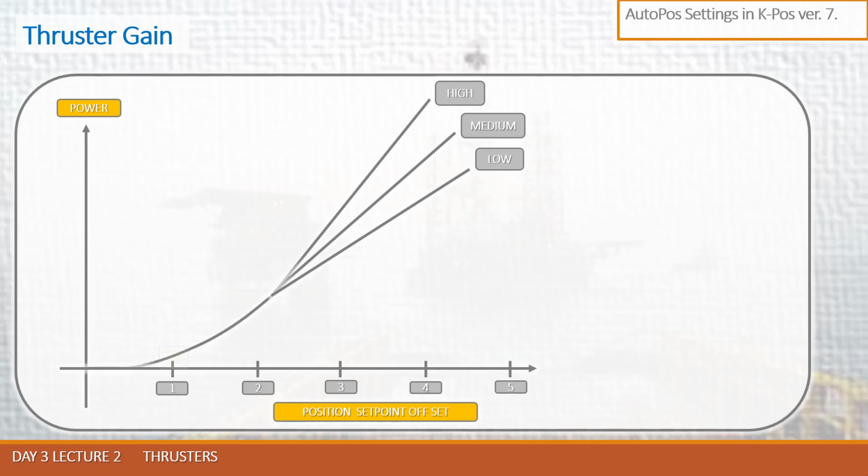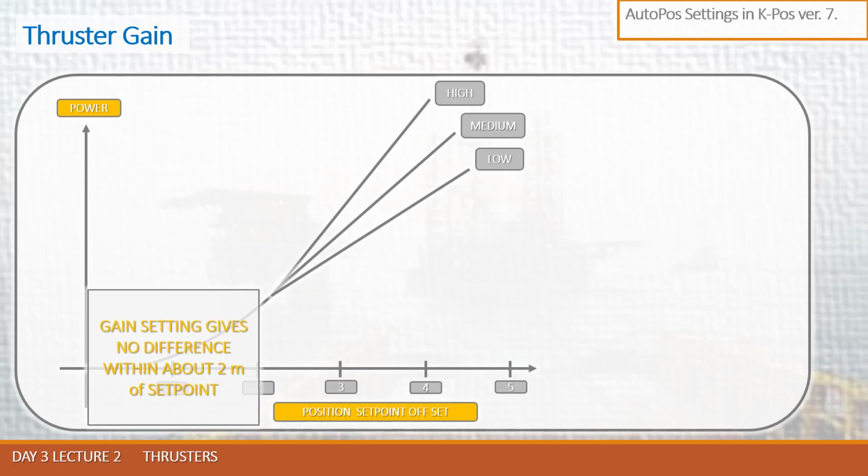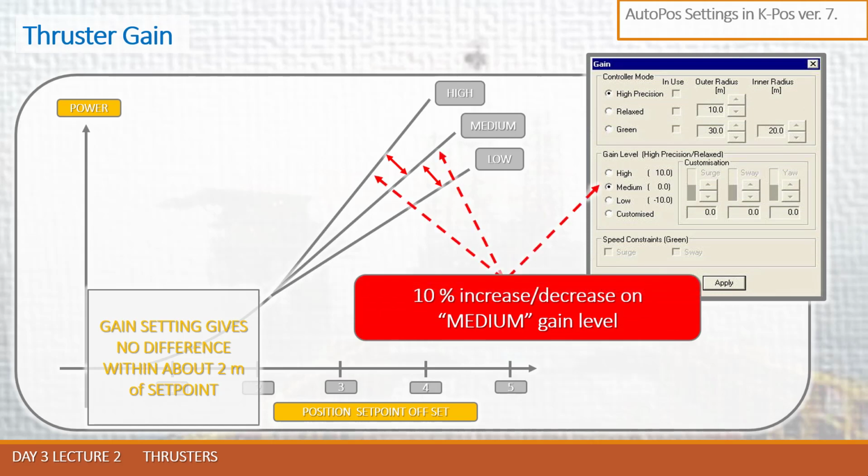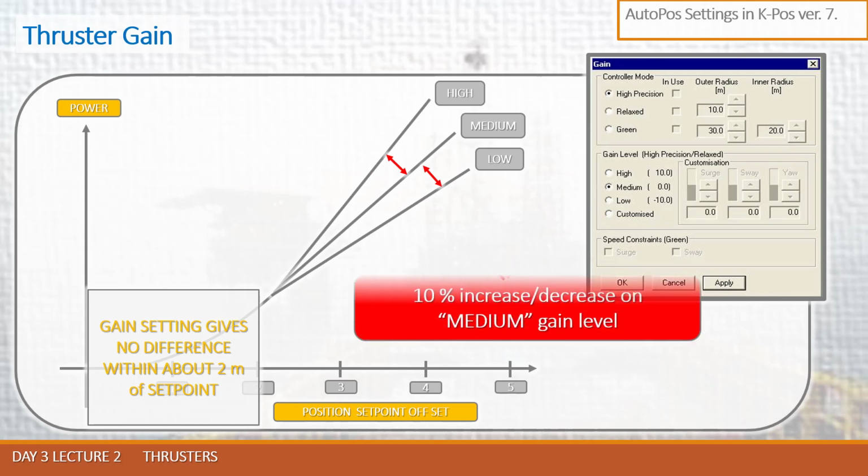And look at the graph. The difference between medium and low and medium and high setup is only 10%. And here we have increase or decrease influence of thrust force produced. So remember that gain influences station keeping, but not so significantly as many operators continue to believe. This is just 10 plus or 10 minus %, and that's all.